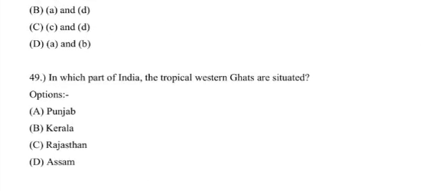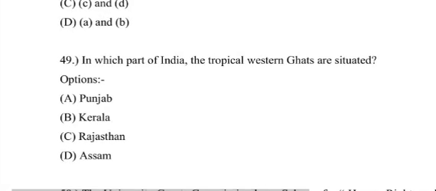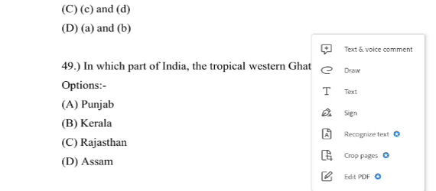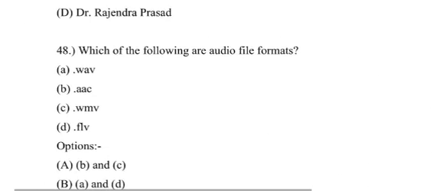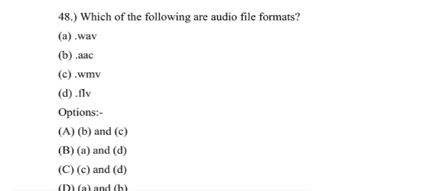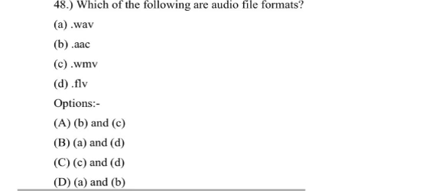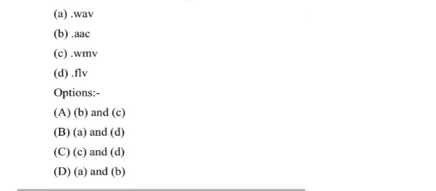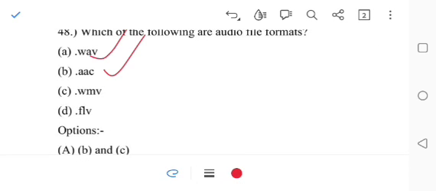Number 49. In which part of India are the tropical Western Ghats situated? Punjab, Kerala, Rajasthan, Assam. It will be Kerala. Then 48. Which of the following are audio file formats? .wav, .aac, .wma, .flv. BC, AD, CD, AB. 48 correct answer will be D. That means A and B are only audio file formats, rest are not.